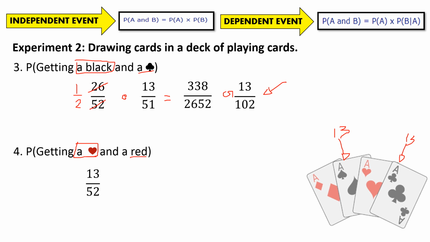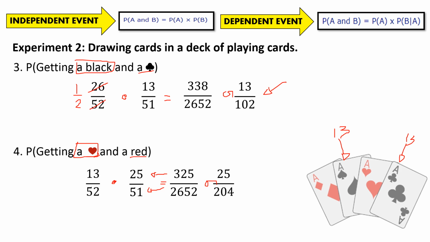But keep in mind, notice that heart is one of the red cards. So the number of red cards will also be affected. Thus, we're going to have 25 over 51. So the denominator, or the total number of outcomes, was affected, and also the number of red cards, because heart is one of the red cards. So simplifying this will give us 325 over 2652, or in lowest terms, 25 over 204.